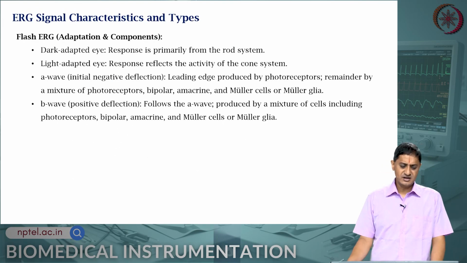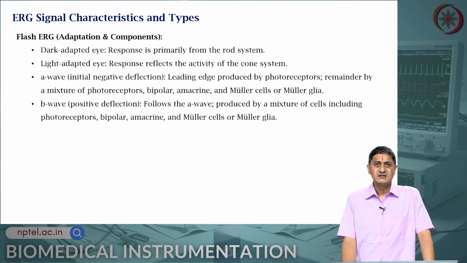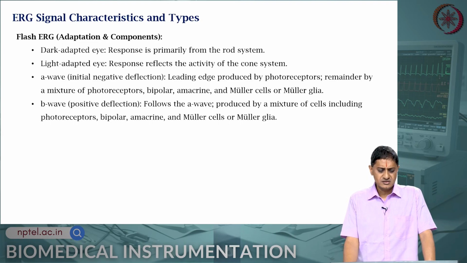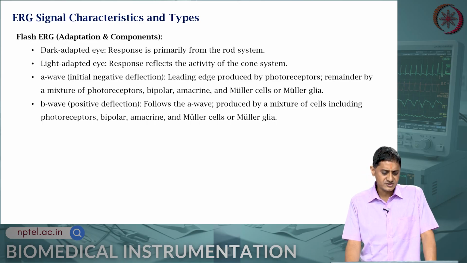And then you have the flash ERG. There are different adaptation states and components. In the dark adapted eye, the response is primarily from the rod system, and in the light adapted eye, the response is primarily from the cone system.